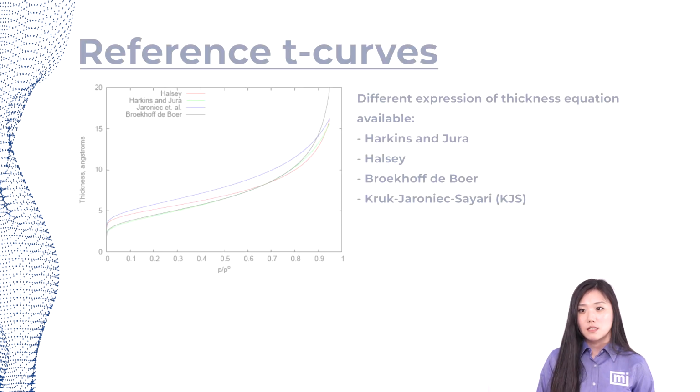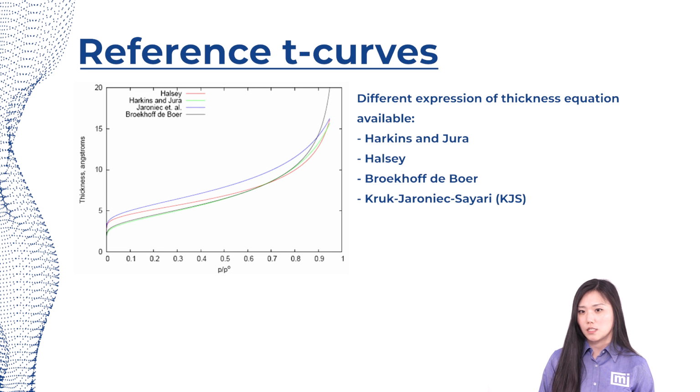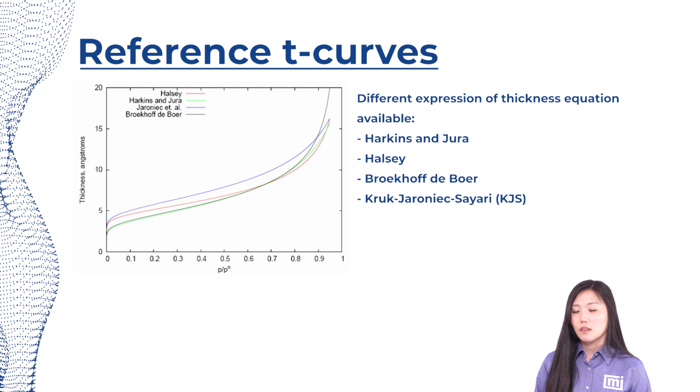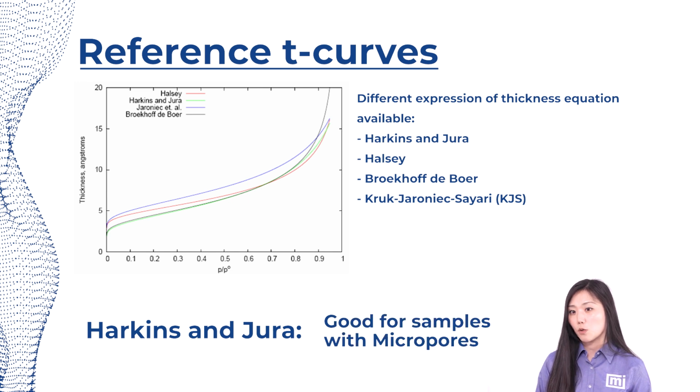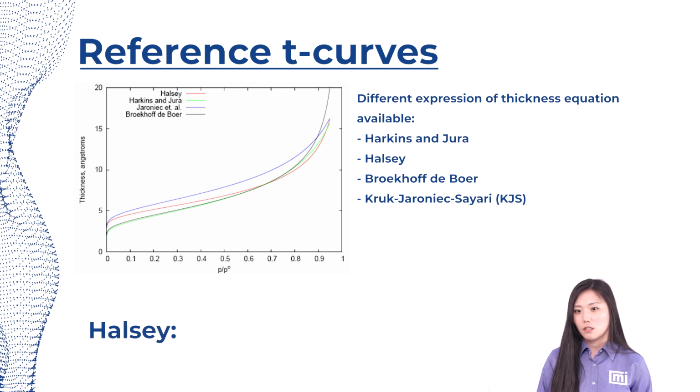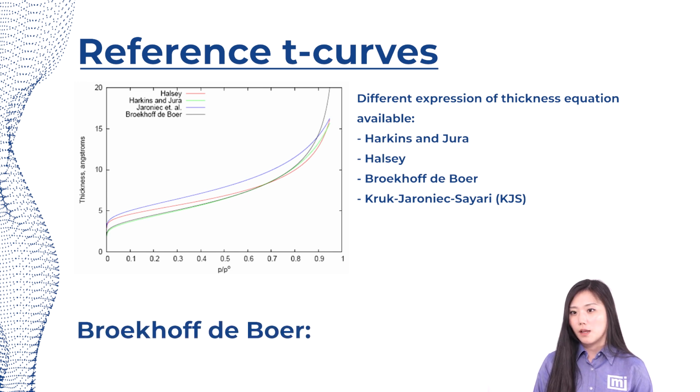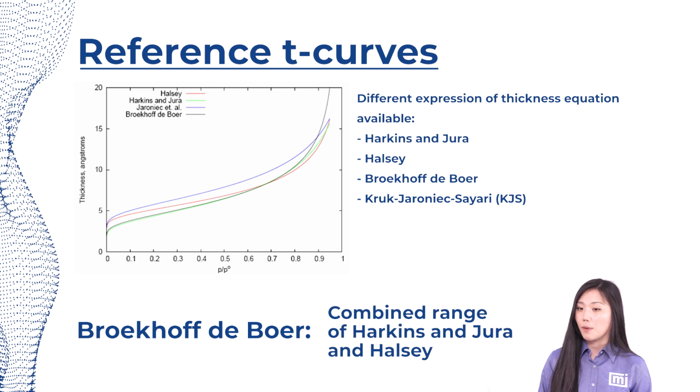In most cases, the ideal non-porous version of an experimental sample is not available, so different thickness curves were developed for different materials. We have many different expressions of thickness equations, but the ones that are listed here are the most commonly used. So the Harkins-Jura is good for samples with micropores. Halsey is good to be used with mesoporous materials. The Broekhoff-de Boer can be applied to the broader range, the combined range used for Harkins-Jura and Halsey.